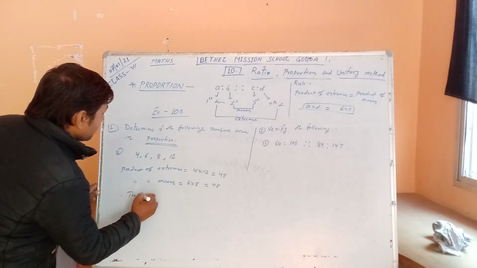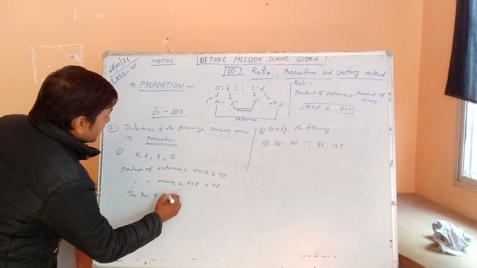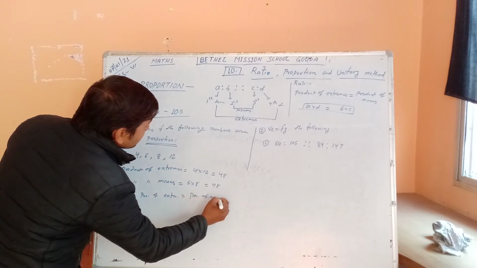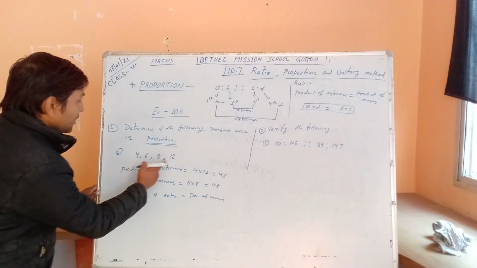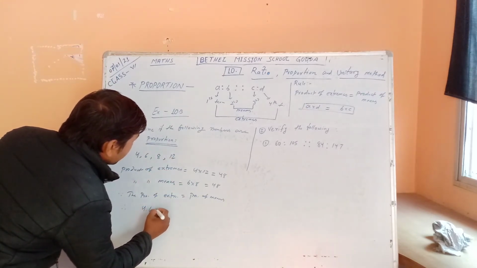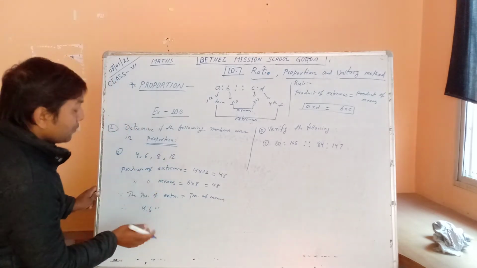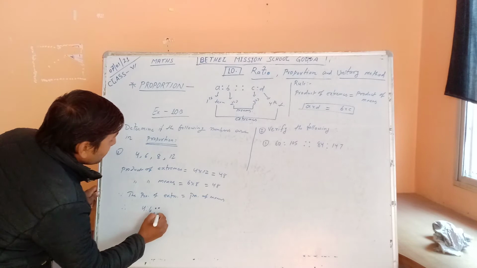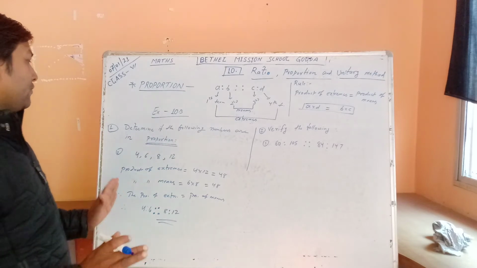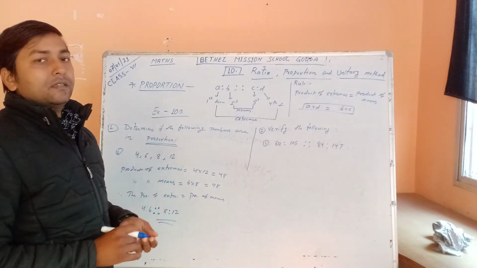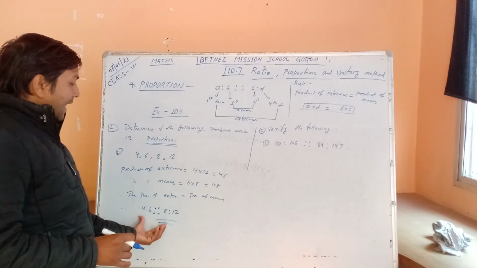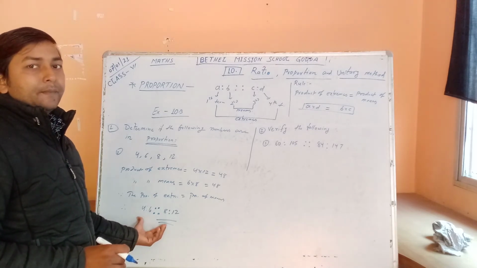Since the product of extremes equals the product of means, therefore these numbers are in proportion, so you can write them in the proportion form. Okay, so first find the product of extremes, then the product of means. If both become equal, you can write in proportion form. Okay, I hope it is clear.